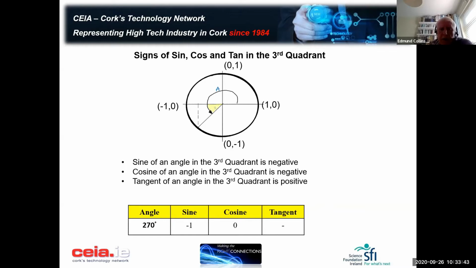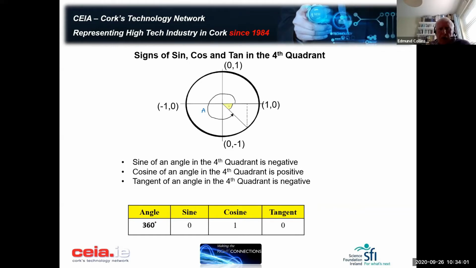So therefore, as we go towards 270 degrees, at the 270 degree angle the sine is -1, the cosine is 0, and the tangent again is undefined, because we're dividing by 0.